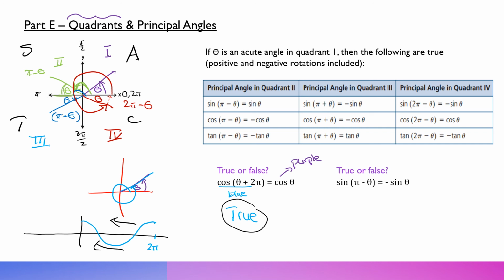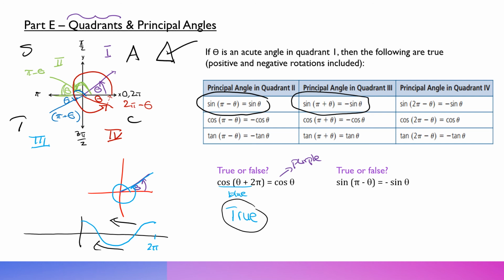We'll try one more. True or false? Sine of pi minus theta equals negative sine theta. And you could be looking up in this chart and thinking, I just want to find it in the chart, and then I'll know if it's true or false if it's in the chart. Well, it's not really in the chart. This is kind of like it here, right? And this one's kind of like it here. So don't memorize the chart. The chart is just here to show you how to use the quadrants.